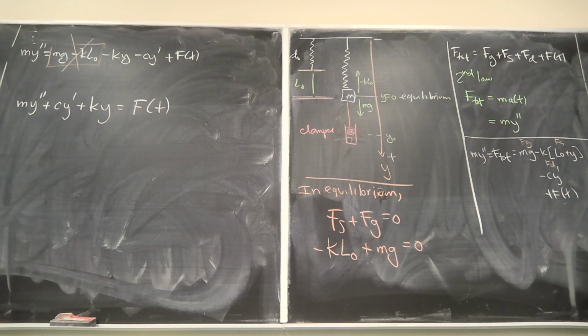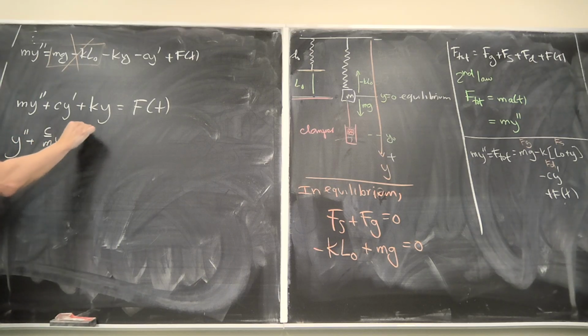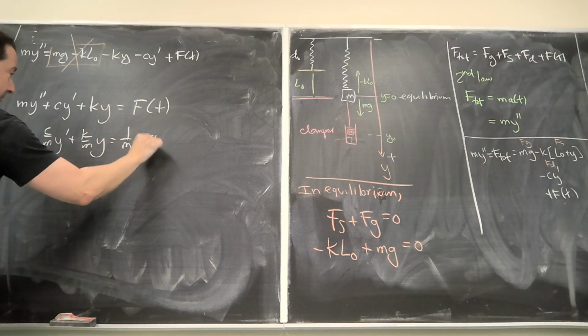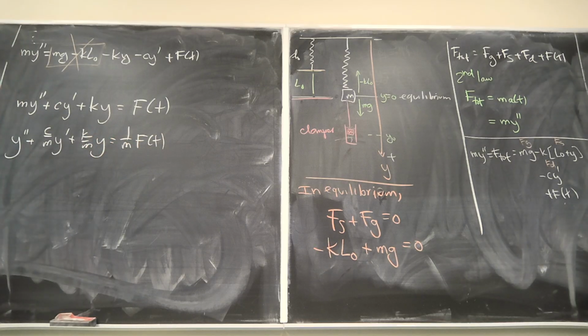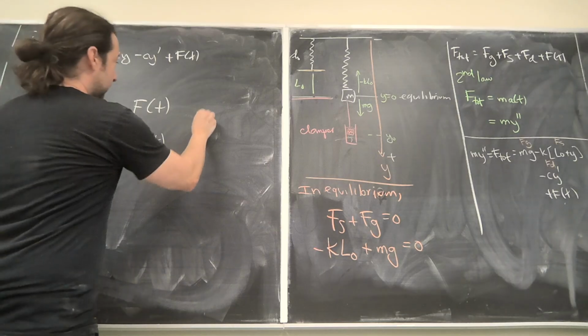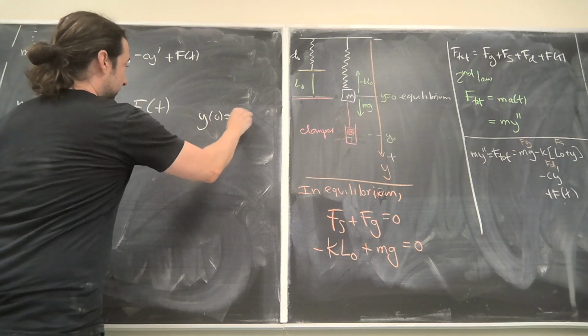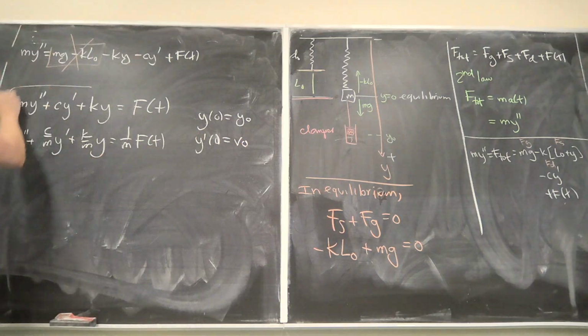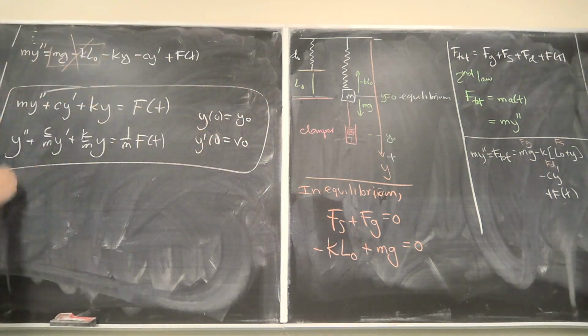And we can go one step further, which is pretty typical, which is to write this as y double prime plus c over m y prime plus k over m y is equal to 1 over m f of t. And this, once you stick it together with y of 0 is equal to y naught and y prime of 0 is equal to v naught, this is called the mass spring equation.